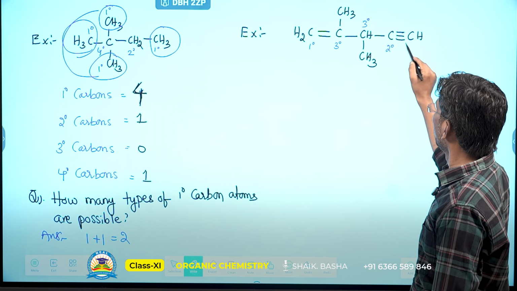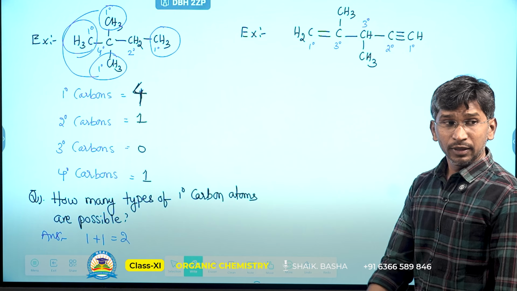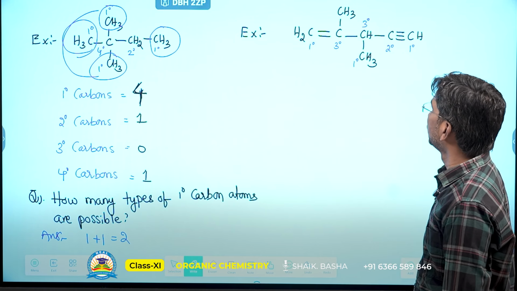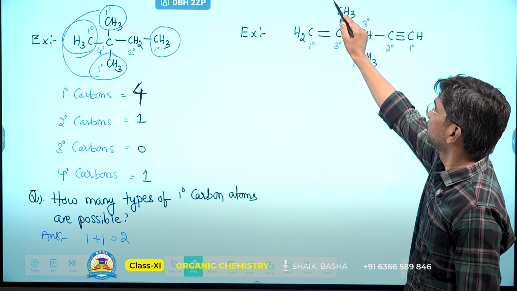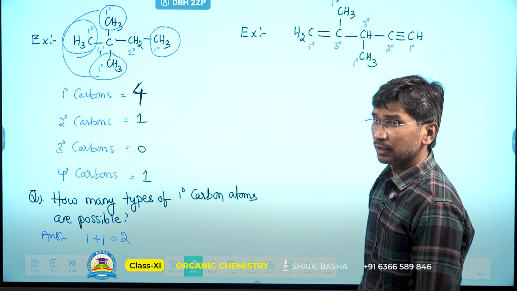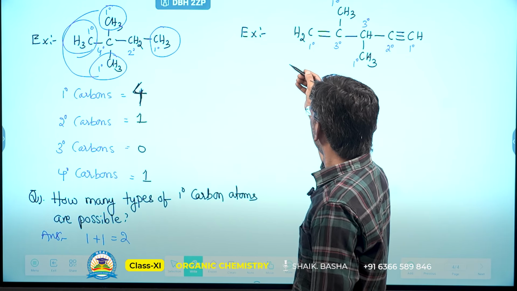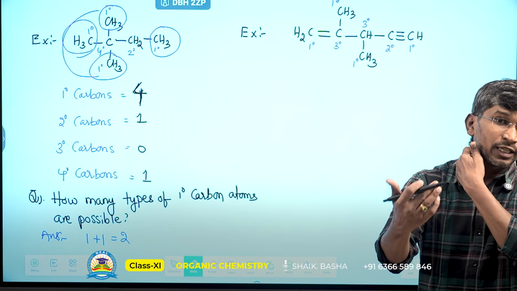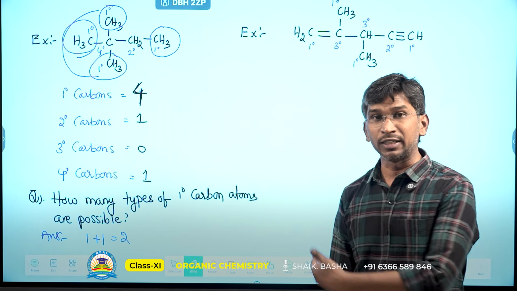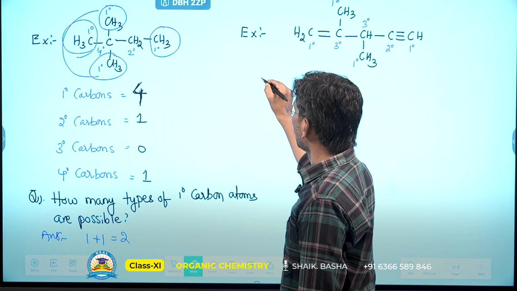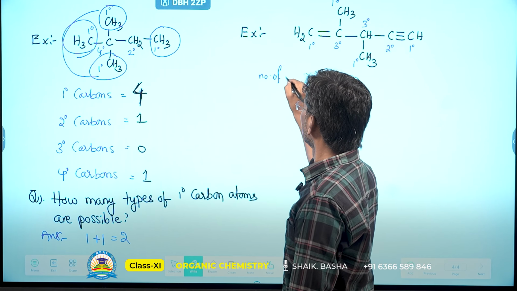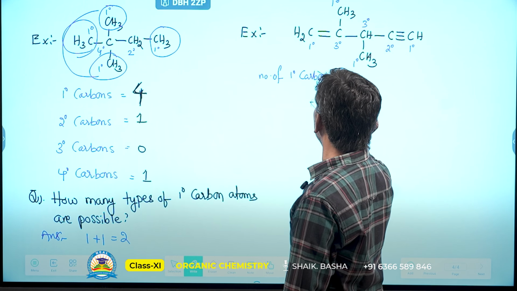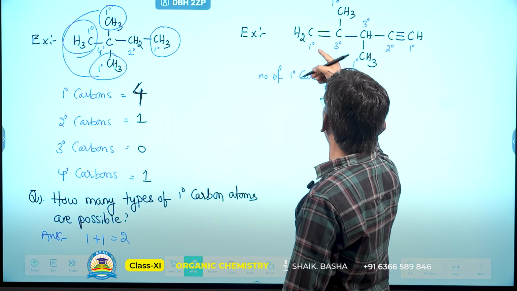This is attached to only one carbon atom, primary. This is attached to only one carbon atom, this is primary. This is attached to only one carbon atom, this is primary. So one thing is completed. What is that? The number of primary carbon atoms, number of secondary carbon atoms, number of tertiary carbon atoms, we can easily identify. Primary carbon atoms: how many are there? 1, 2, 3.